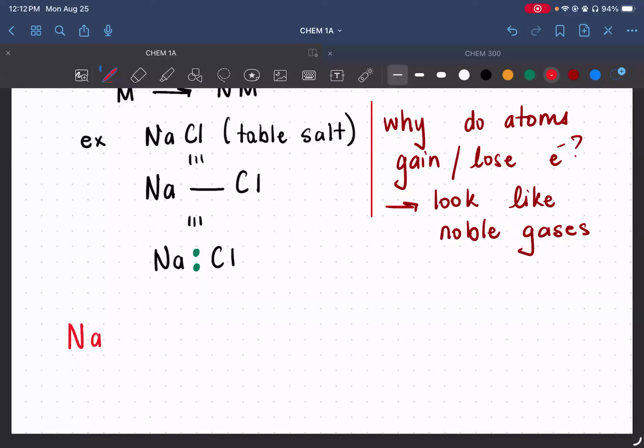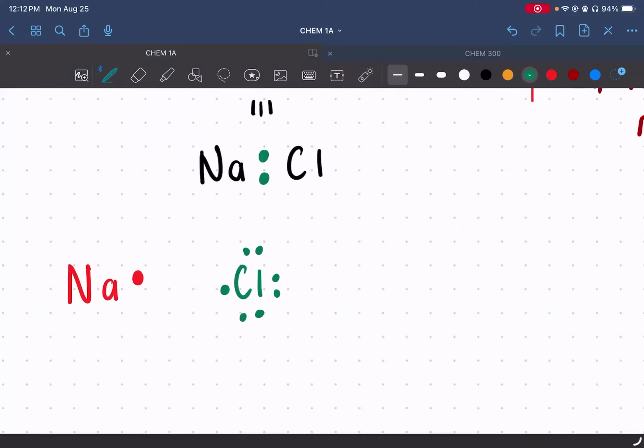Sodium is in group 1, which means that it has one valence electron. Remember, valence is outermost. They're our first line of defense. Chlorine, on the other hand, is in group 7. So it involves 7 valence electrons. Notice I'm just drawing dots around the atom to represent electrons.